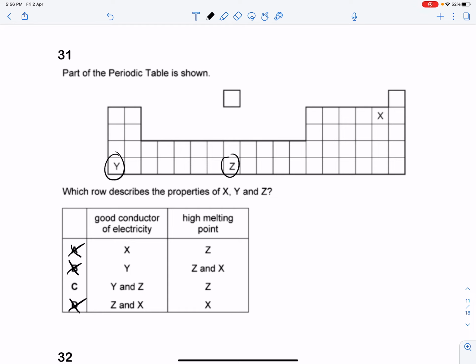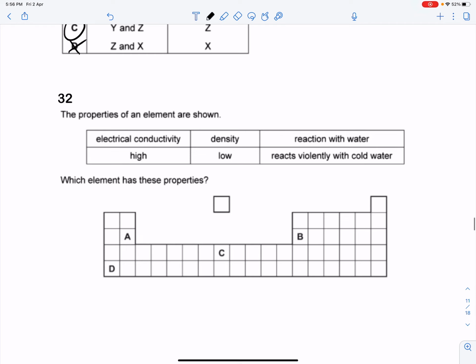High melting point, yes, because Y has a low melting point because it's a group 1, and X has a low melting point because it's a halogen. Perfect. 32. The properties of an element are shown.